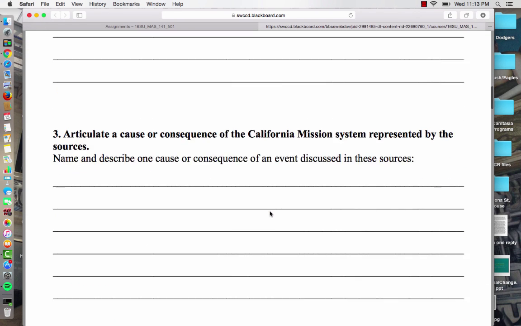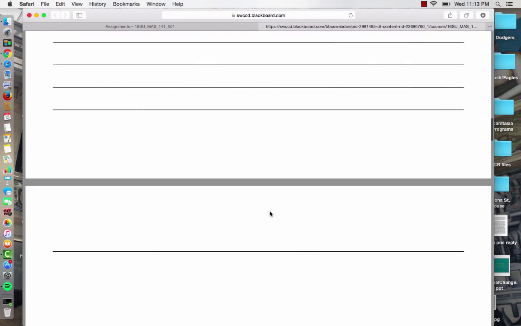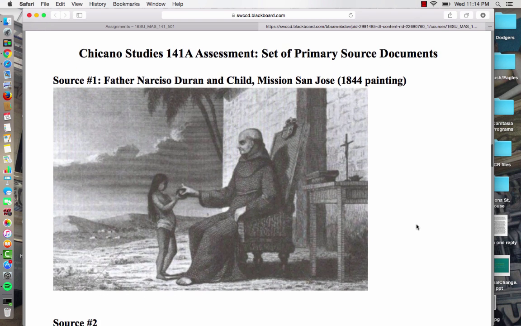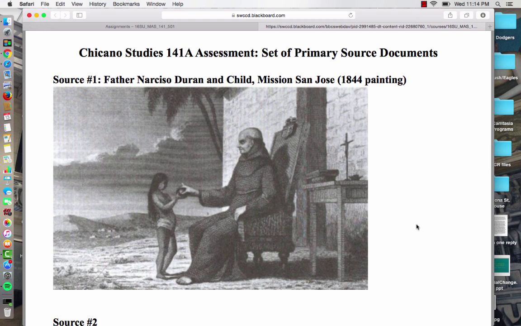So we're going to skip up. We're going to skip this here, and I'll come back to all of this in just a second. The first primary source is this 1844 painting of Father Narciso Duran and a child at the mission San Jose. So what you're to do here is to look at it, tell me what you think the main elements are. That is, who's in charge here? Who is the powerful person here? What types of imagery do you see here?